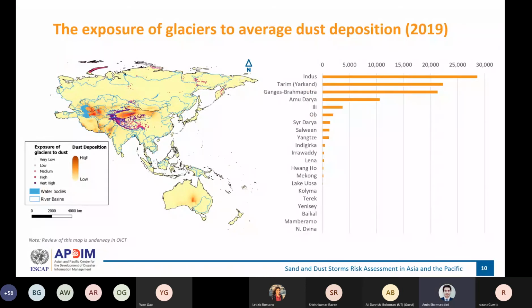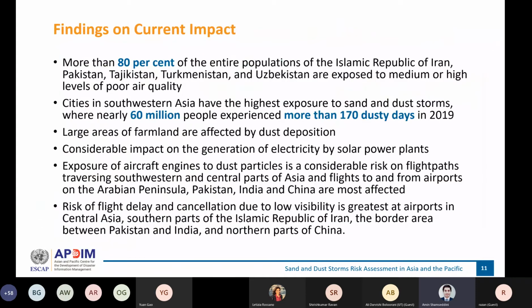Okay, now I'm going to summarize some findings. You can find the details in the last chapter of the report once it's released. Just to mention, more than 80% of the entire population in the Islamic Republic of Iran, Pakistan, Tajikistan, Turkmenistan, and Uzbekistan are exposed to medium to high levels of poor air quality. And cities in the southern part of Asia have the highest exposure to sand and dust storms, where nearly 60 million people experienced more than 170 dusty days in 2019.